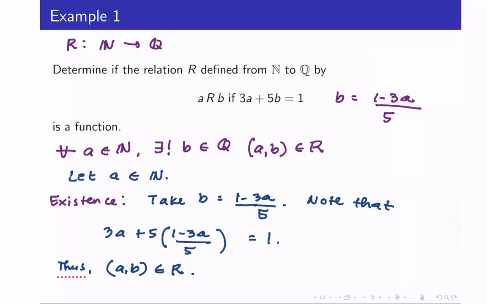Next, we have our uniqueness part. For our uniqueness part, notice that I have already my A here. By the way, I didn't mention earlier, take note that this B here is really an element of the set of rationals because A is a natural number. So that's very important. You have to really show that your choice of B should be in the desired set.